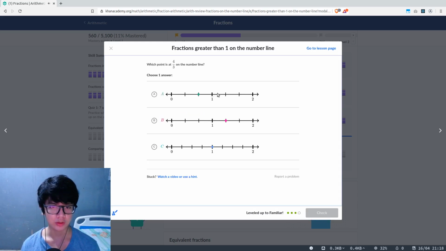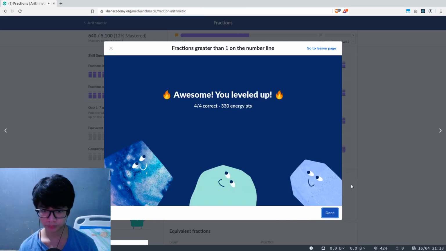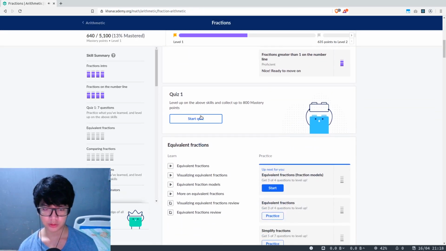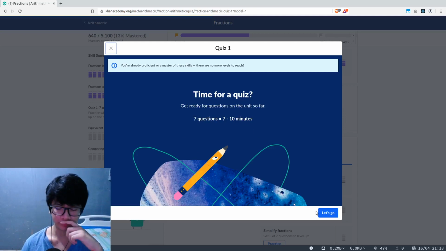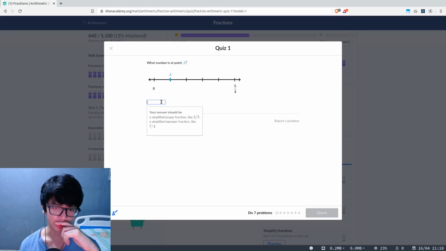Which point is at 3/4 on the number line? This one's no, the 3/4, 4/3. Okay, cool. Start quiz. What number is at point A? Wow. Okay. This is the fourth, so it's going to be 1/4.